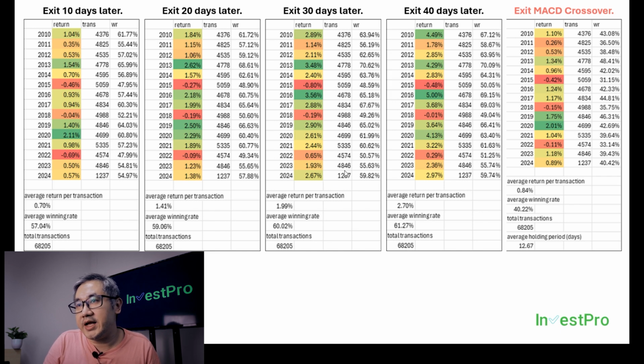Well, generally or statistically, I would say I will gain better exits or better returns, both from the average return per transaction and the chance to win. It's going to be higher. So I don't think that from the exit itself, the MACD crossover has demonstrated an advantage or edge for traders to exit their stocks.